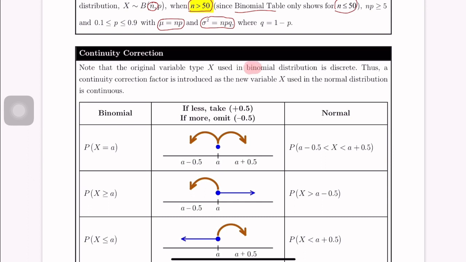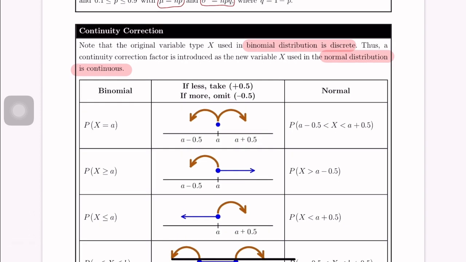Binomial is discrete, but normal is continuous. So to change from binomial to normal, or from discrete to continuous, we need to do continuity correction. So what is continuity correction? For example, this one is binomial, and binomial is discrete. If we have probability x equals a, for example I choose probability x equals 4, then to change from discrete to continuous, from binomial to normal, we do continuity correction.